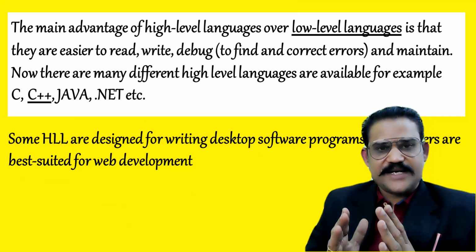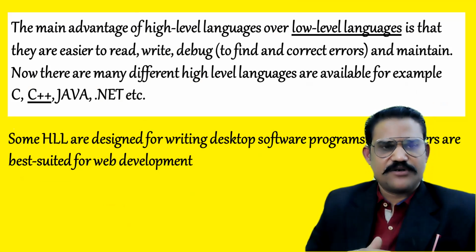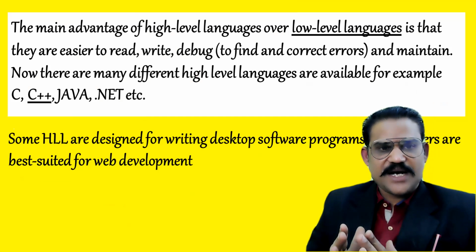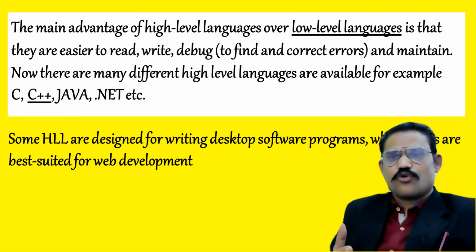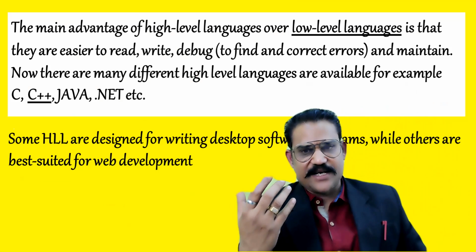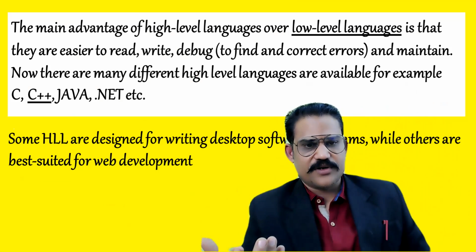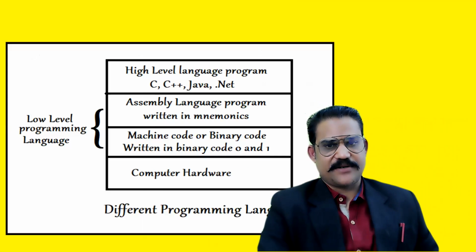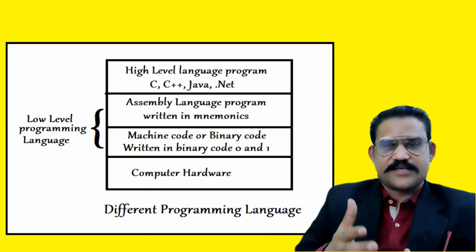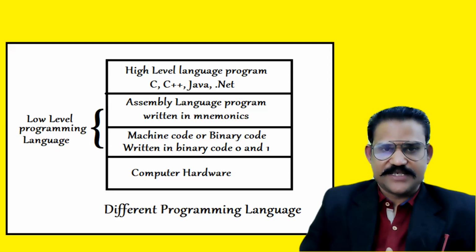Now there are many different high level languages available, for example C, C++, Java, .NET, etc. Some high level languages are designed for writing desktop software programs, whereas other high level languages are used for web development or best suited for web development. Now in this chart you can see the hierarchy of different languages.